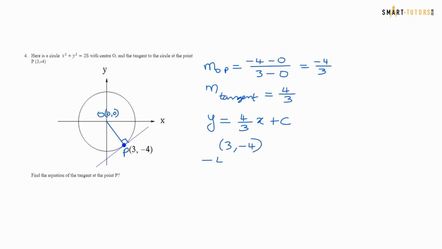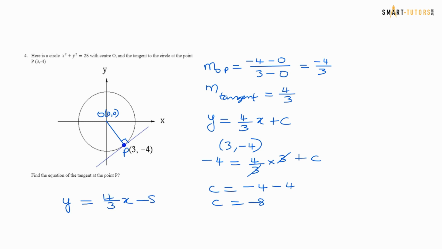So minus 4 equals 4 upon 3 times x, which is 3, plus c. The 3 and 3 cancel, so c is equal to minus 4 minus 4. So c equals minus 8. So the equation of the tangent line is y equals 4/3 x minus 8. So that is the answer for question number 4.